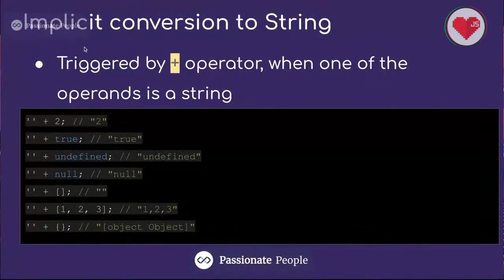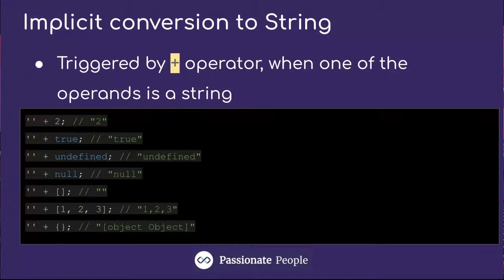But let's look at implicit conversions to string more deeply. Conversion to a string is triggered every time you're using the plus operator to add 2 values, and when one value is a string. Only when at least one value is a string. So when you add an empty string to 2, you get a string of 2. When you add an empty string to Boolean true, you get a string saying true. So true gets cast to a string. The same happens with undefined and null.